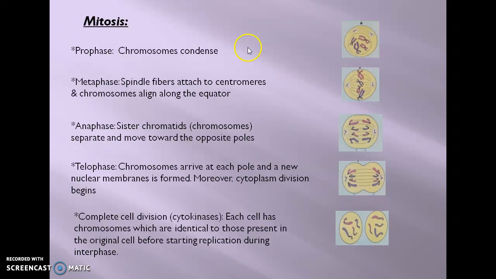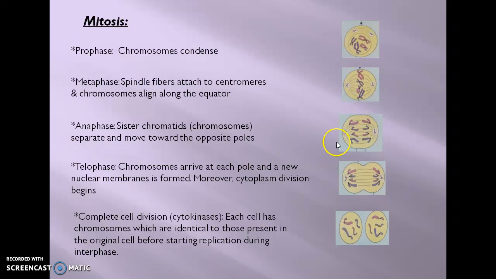We recognize here the prophase. The chromosomes are condensed, the nuclear membrane will disappear in this phase, and the centrioles are going apart from each other. In metaphase, the chromosomes are arranged at the equator of the cell, and the spindle fibers are attached to the centromere of the chromosome. The centromere is the part which attaches both sides of the chromosome together.